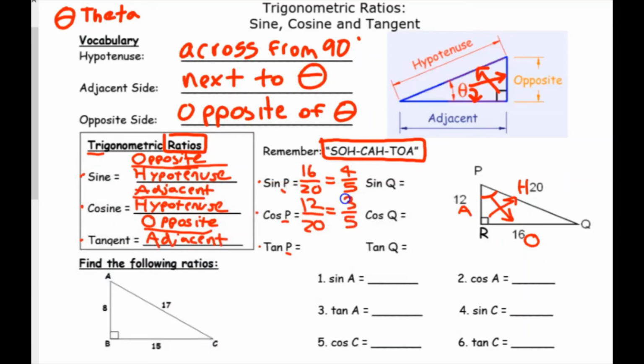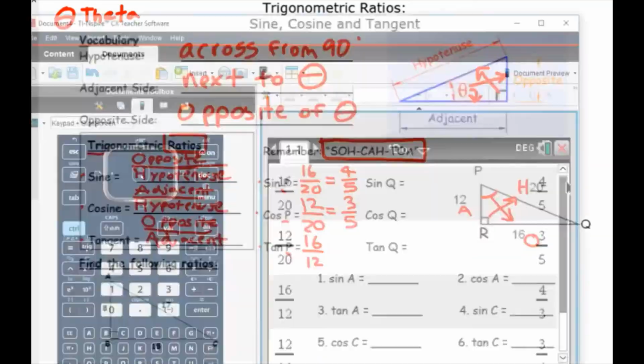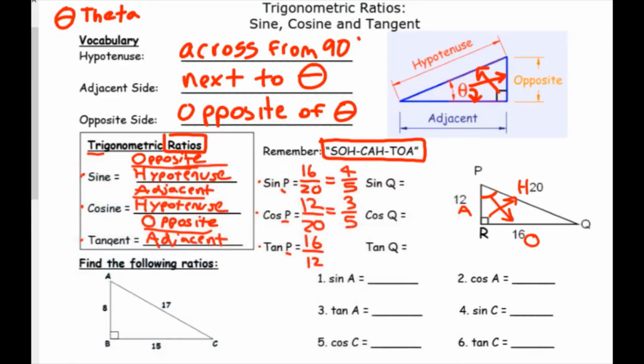Cool. Now tan is TOA, O over A, which is 16 over 12, which is going to be 4 over 3. Now, you tell me, if you can remember SOHCAHTOA, and if you can label O, H, and A, then this is not that bad so far, right? Just making fractions. Here's a little curveball.